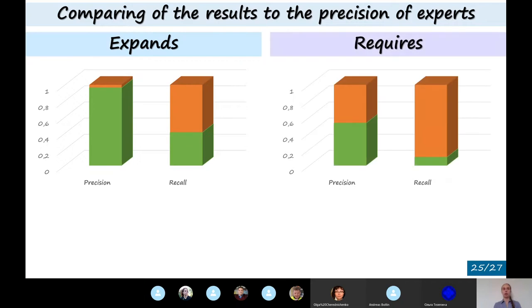In the case of requires relations, the numbers are lower. 10% of automatically determined relations match the validation corpus, and 52% of all relations were defined positively.